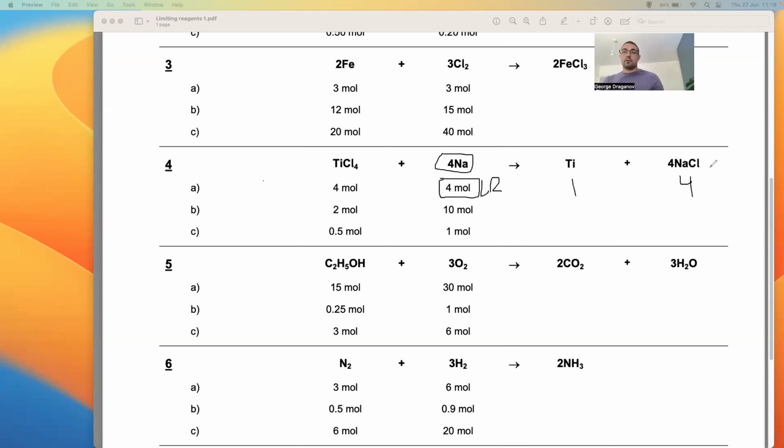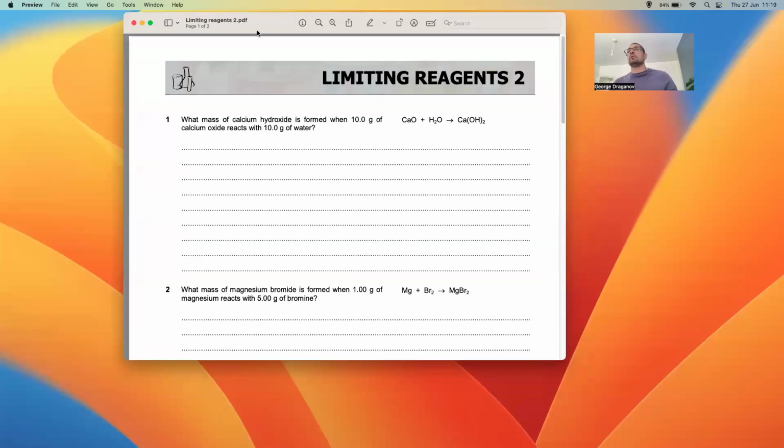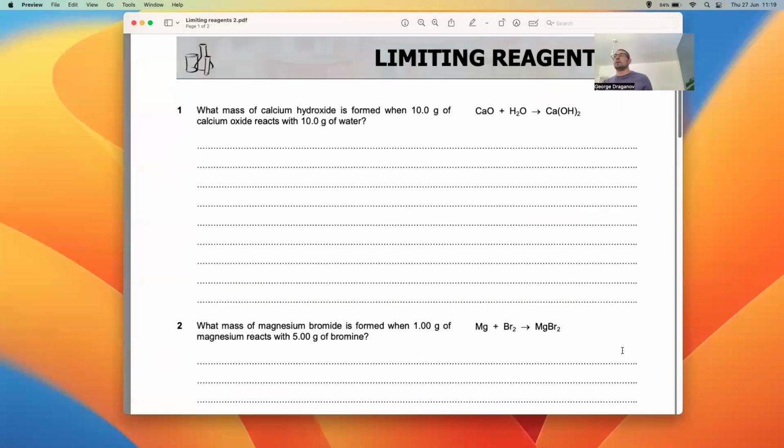I suggest you try out this worksheet and work through the problems to make sure you understand the limiting reagents. Then you move on to the limiting reagents 2 worksheet, which is more like what the exam will be like. So let me close this and load up the next sheet, which is limiting reagents 2. This is more like what you would get in an exam scenario.